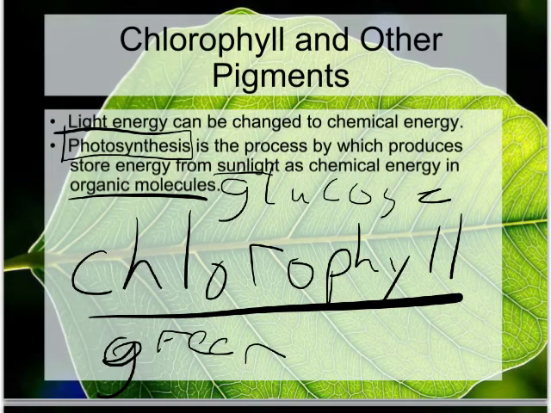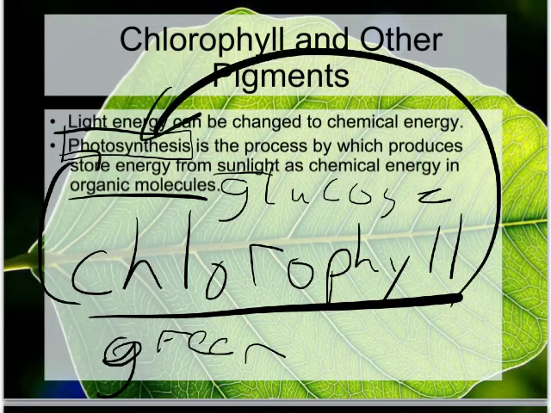But chlorophyll, it's the important pigment that is going to reflect green, okay? And it's very important in photosynthesis. So when you think photosynthesis, you better be thinking about chlorophyll.